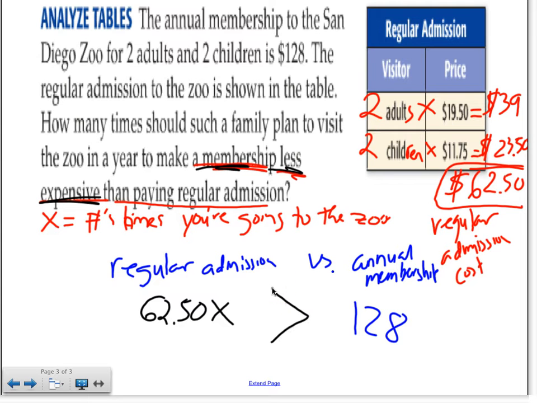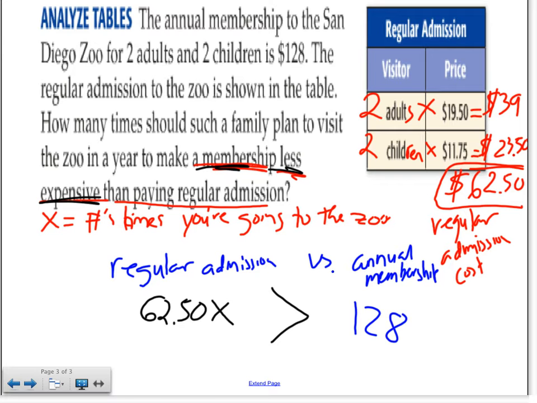So is that true? The mouth facing this one? Think about it. Is 128 less than that? Is that what you want? Yes, that's what you want. Membership less expensive than regular admission. See? We follow the exact problem.